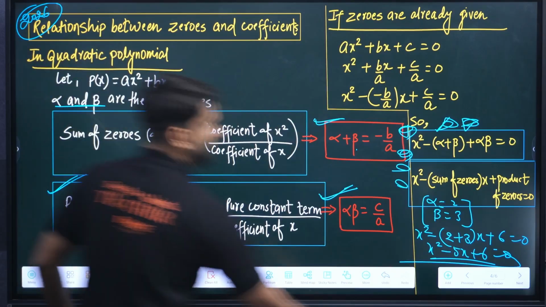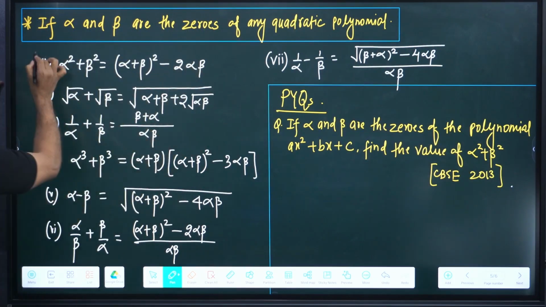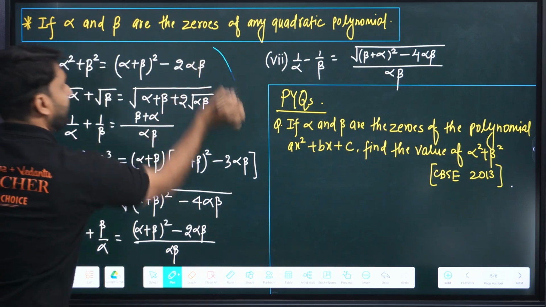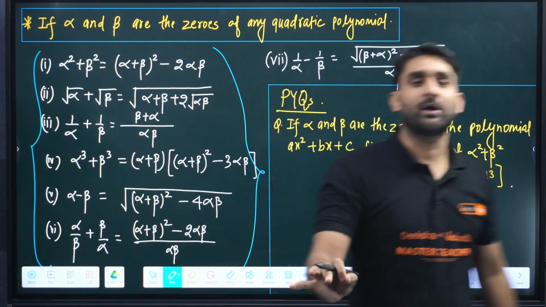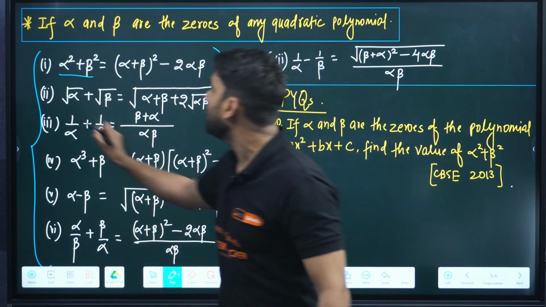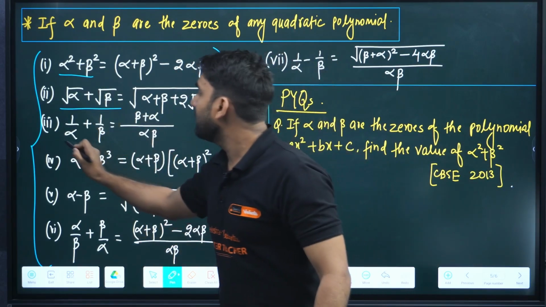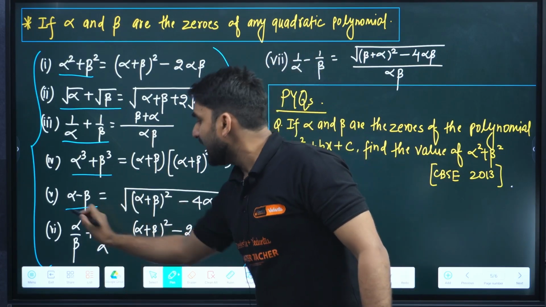Now moving to the next part. Look, if alpha and beta are the zeros, these are some special formulas, my dear, very important special formulas. If alpha and beta are the zeros of any quadratic polynomial, you can find the value of alpha square plus beta square, root alpha plus root beta, 1 by alpha plus 1 by beta, alpha cube plus beta cube, alpha minus beta, and this.